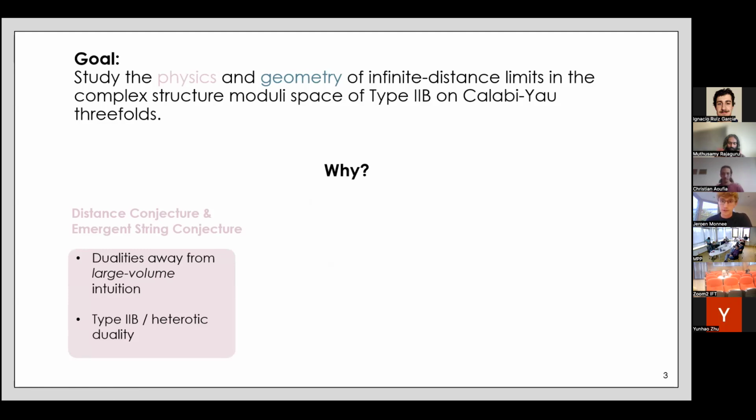The moral of these conjectures is that we should be able to understand these limits in terms of some dual frame that emerges and is set by towers of states becoming light. And type IIB gives us an arena to test these conjectures also away from the large volume intuition and test our knowledge of dualities. In particular, as we argue in the first paper, it lets you establish a version of type IIB heterotic duality without using mirror symmetry, which I think is itself very interesting.